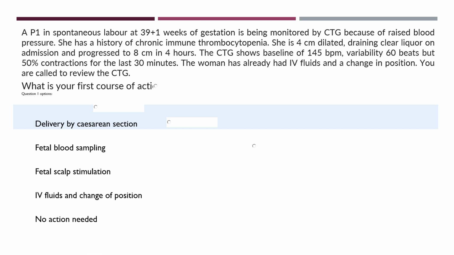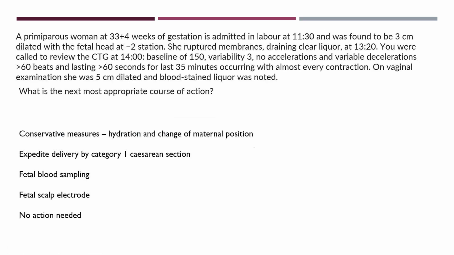In that situation, the first step we can do, they did the conservative management already. So we can do the fetal scalp stimulation. And if it is still abnormal, in that case, we have to consider cesarean section. We can't do the fetal blood sampling. Why? Because mom is suffering from chronic ITP, so the baby might have that also. We can't take that risk.